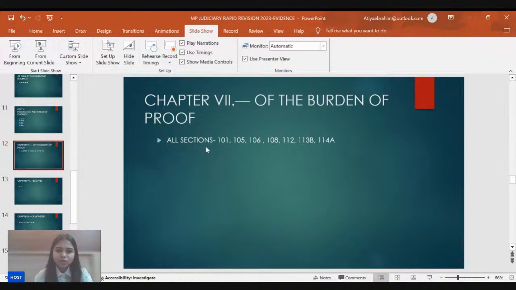So all sections I have marked, but still if you want to go to the more specific important sections, I have seen a lot of questions coming from 101, 105, 106, 108, 112, 113B, 114A. Though from 101 to 114A all sections are important in burden of proof, because I feel burden of proof is a very important chapter. But still, if you want the more specific important ones which should not be missed, then please go through 101, 105, 106. I have seen questions repeating every year from 106 and 105, 108, 112, 113B, 114A, right? So these are important from chapter 7.